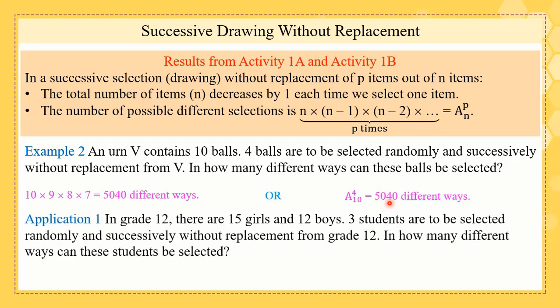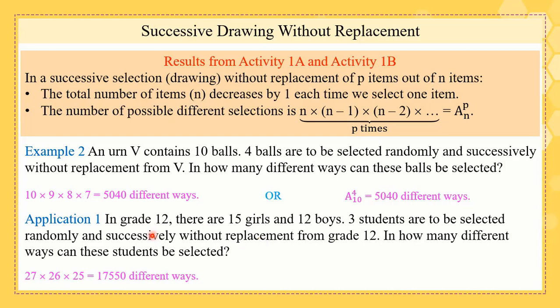Let's take an application. In grade 12, we have 15 girls and 12 boys, so the total is 27 students. 3 students are to be selected randomly and successively without replacement from grade 12, and the question is to find the number of different ways of choosing these students. Try to do it alone.